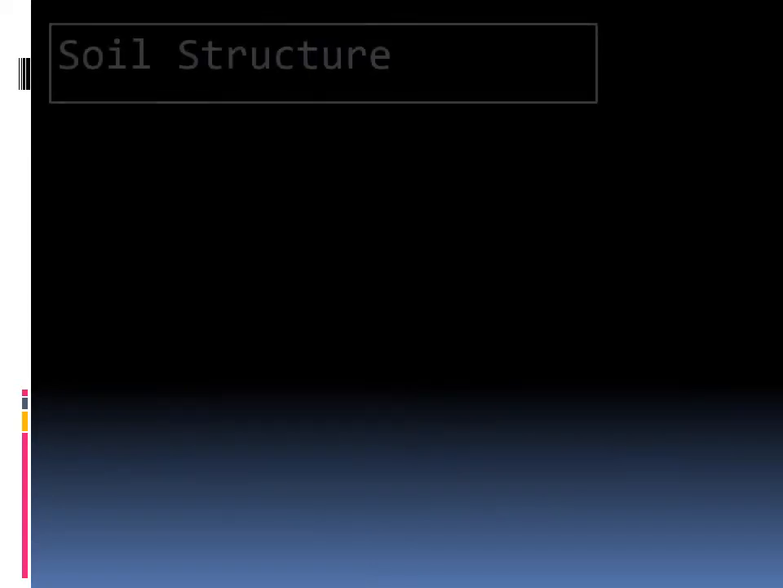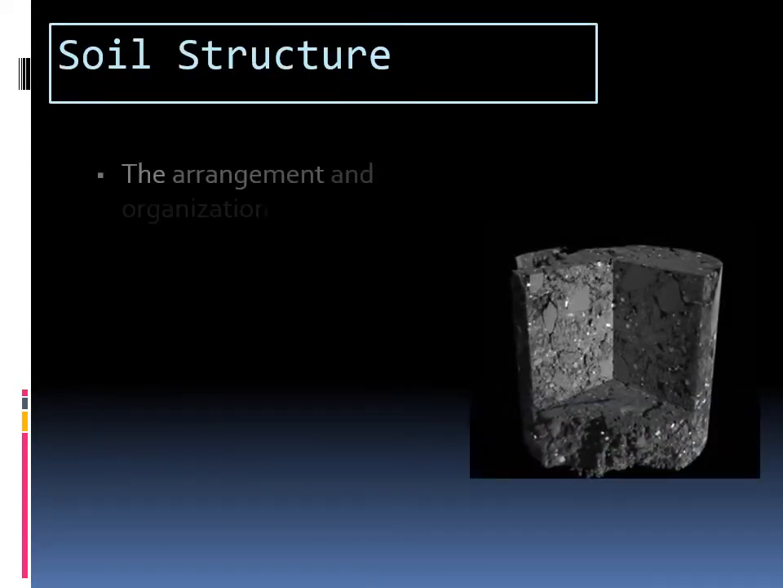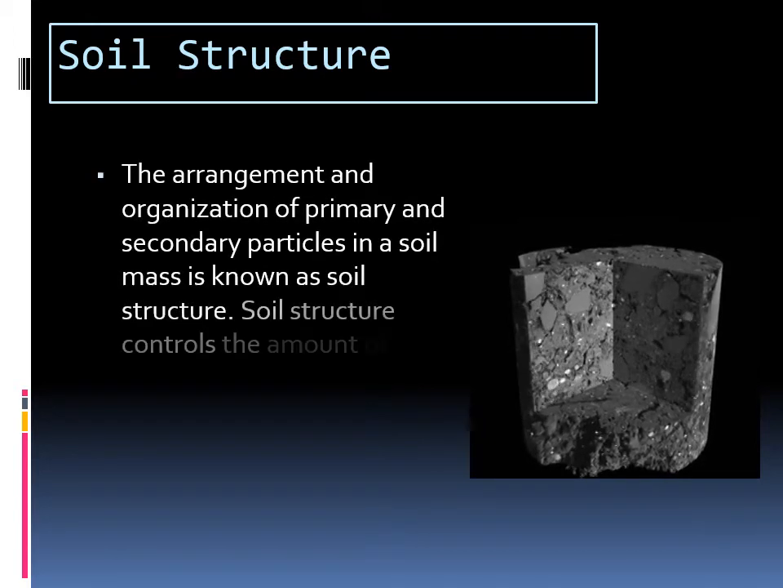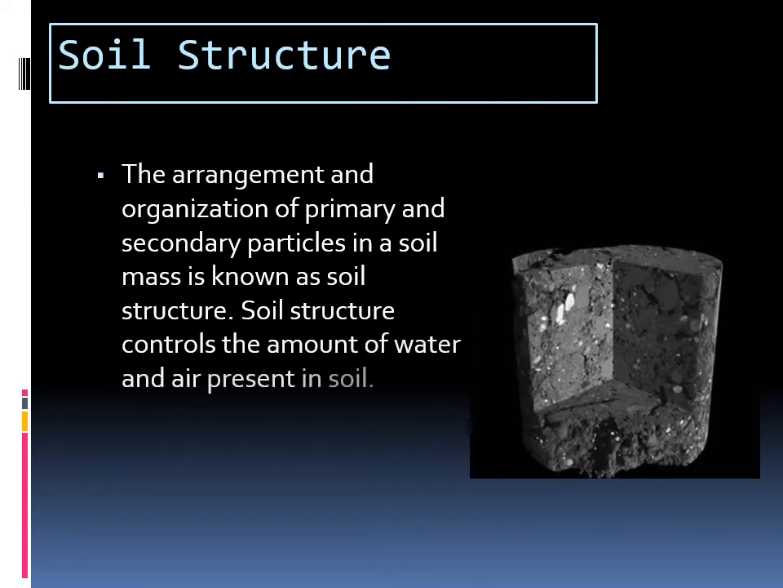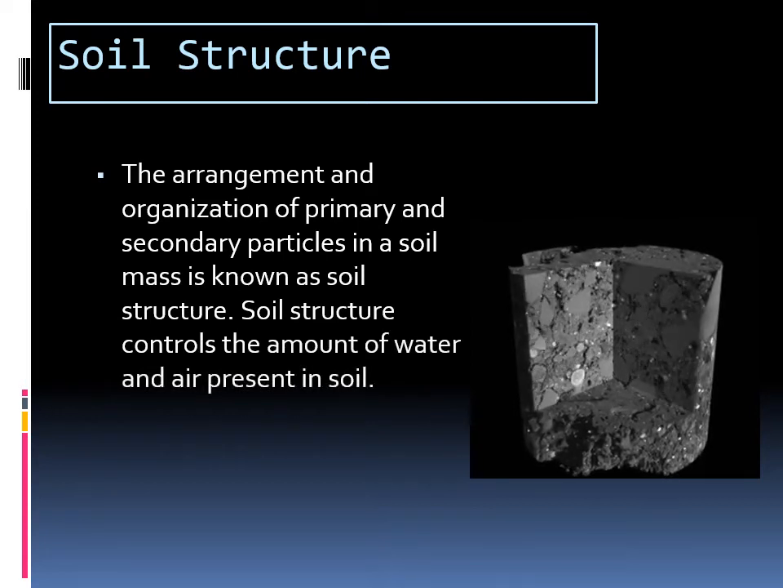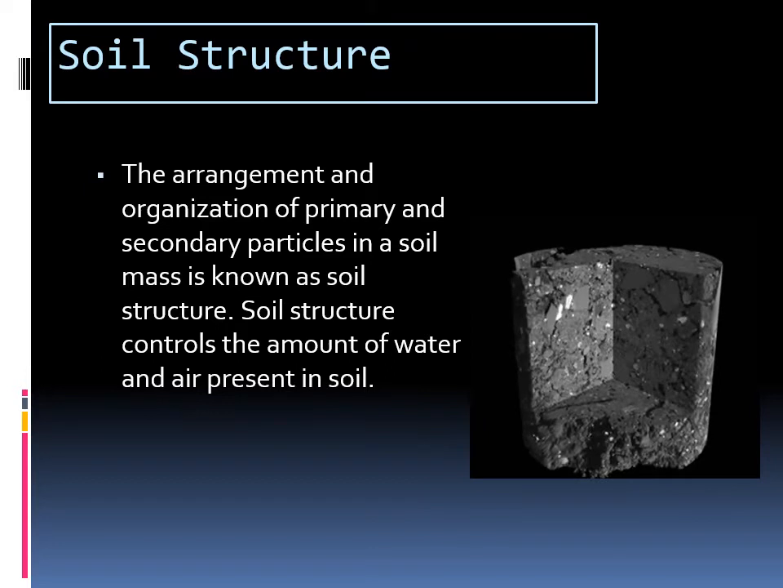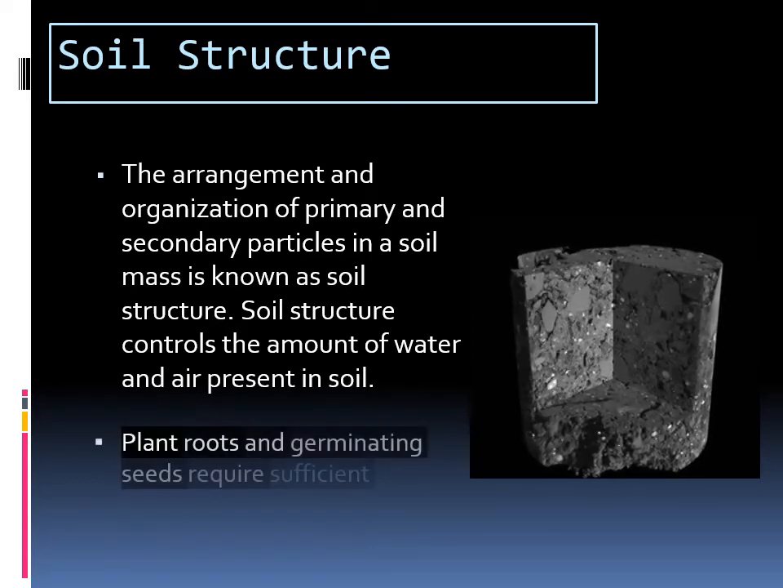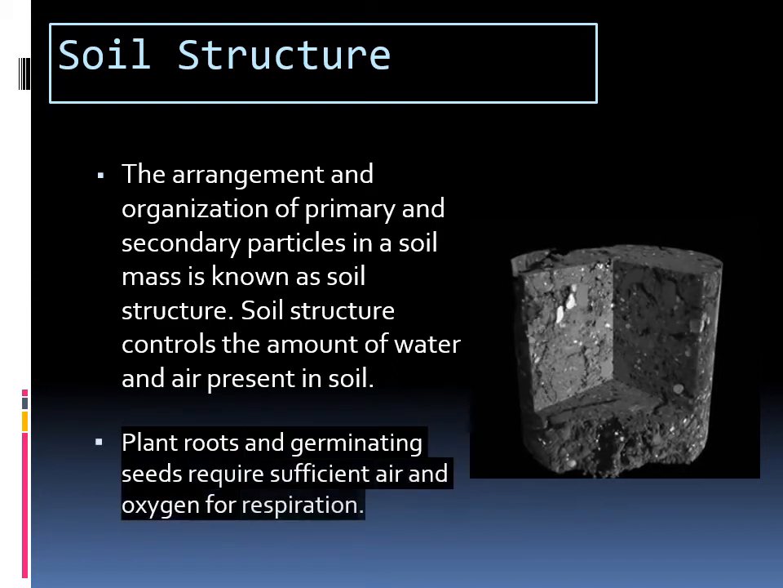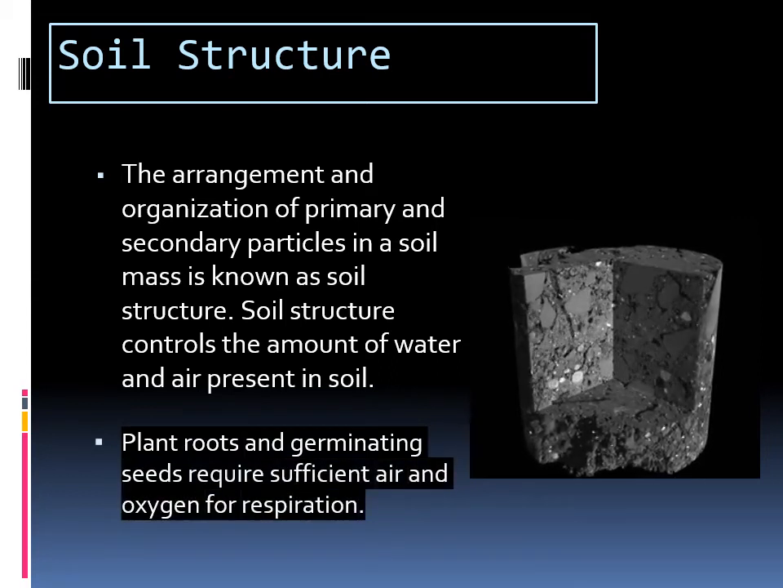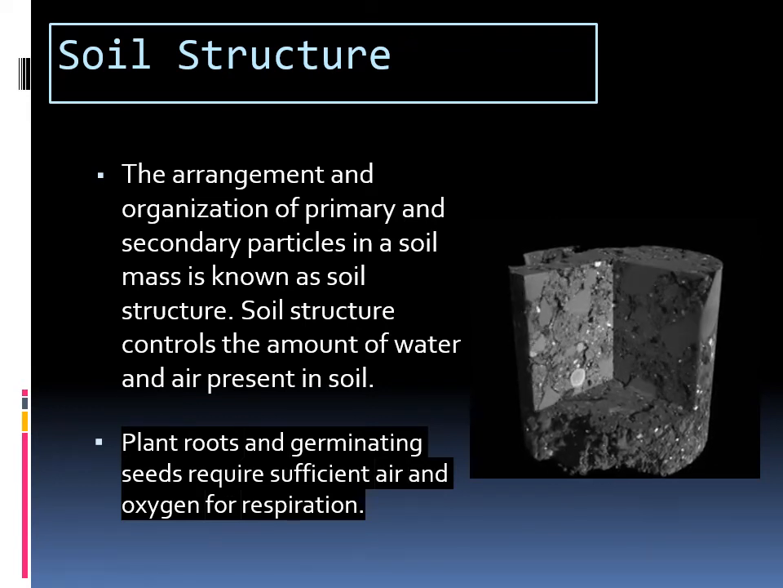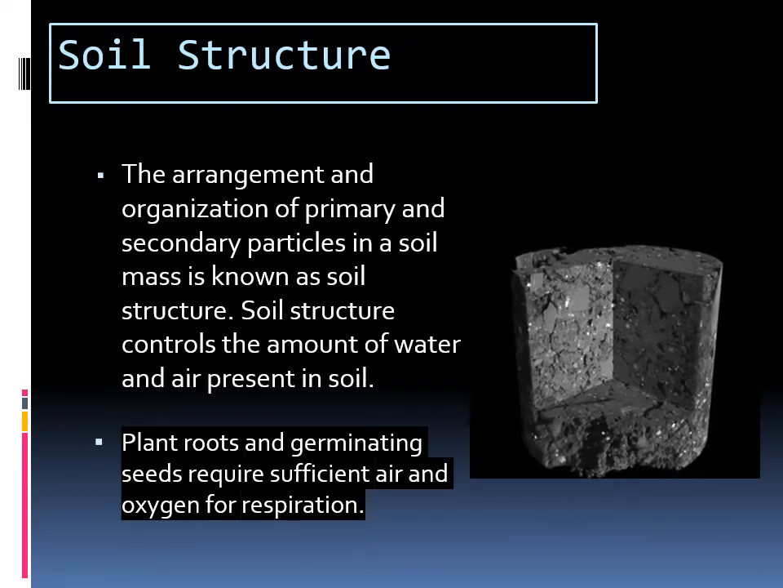Now we will understand about the soil structure. The arrangement and organization of primary and secondary particles in a soil mass is known as soil structure. Soil structure controls the amount of water and air present in soil. Plant roots and germinating seeds require sufficient air and oxygen for respiration. Bacterial activities also depend upon the supply of water and air in the soil.